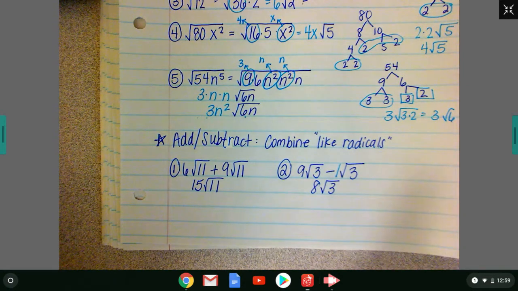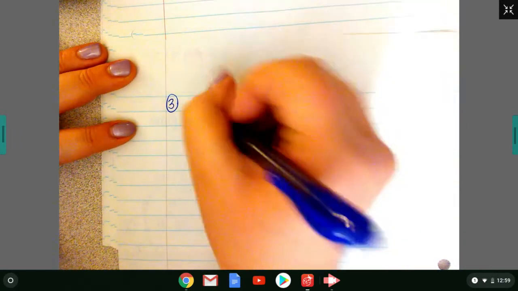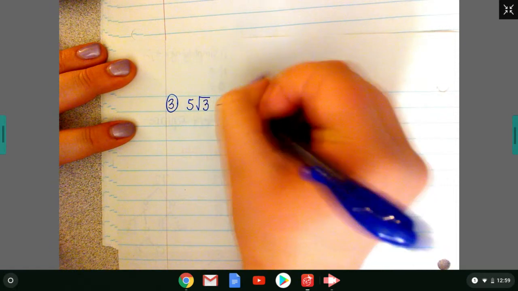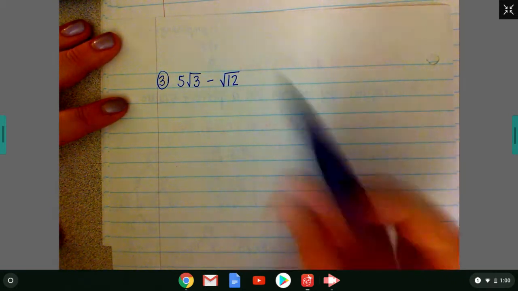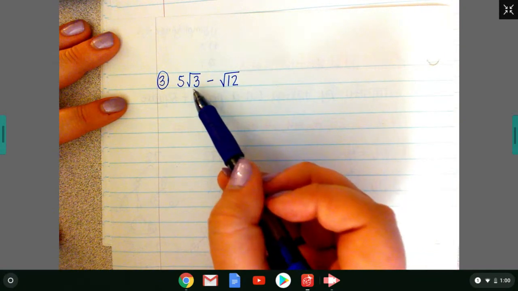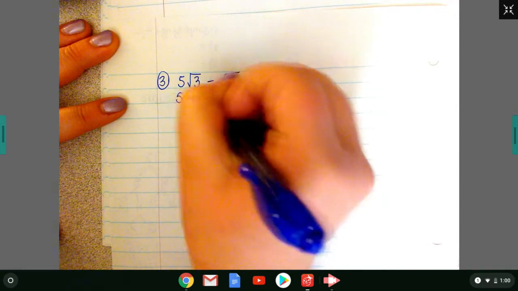But sometimes you don't have like radicals. So with a problem like this, maybe we have 5 root 3 minus root 12. Right now we don't have like radicals. So we kind of have to make sure we're simplified first. That way we can see if we really have like radicals or not, because it's kind of hiding. This one can't get simplified at all. There's nothing that's perfect that goes into 3, but this 12 we can work with. So let's mess with this 12.